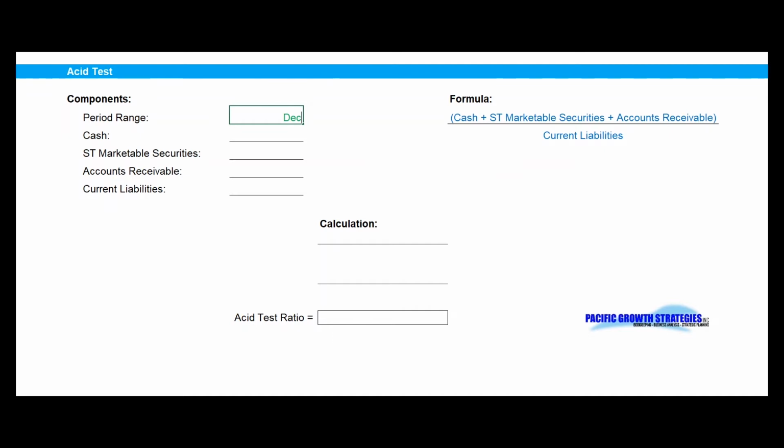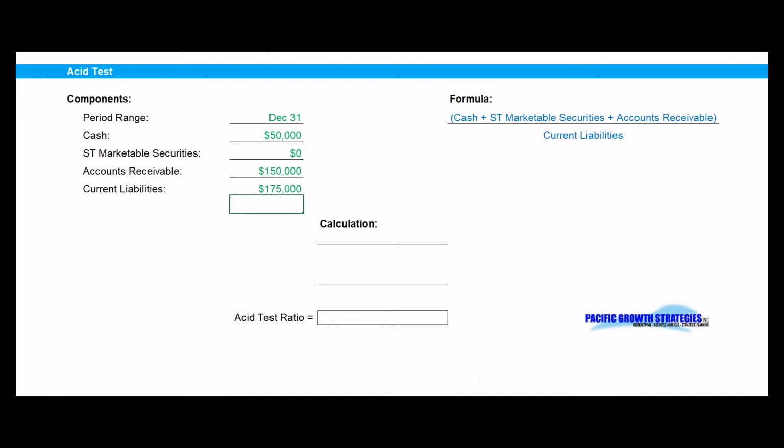Our period range in this case will be December 31st, and our cash on hand on the December 31st balance sheet is $50,000. Now, some organizations may choose to hold short-term marketable securities such as stocks, bonds, and treasury bills as a cash alternative. In our case, we don't, so we'll place 0. Next, we'll take our accounts receivable, which we'll find on the December 31st balance sheet, of $150,000. And finally, our current liabilities, again on our December 31st balance sheet, gives us $175,000.